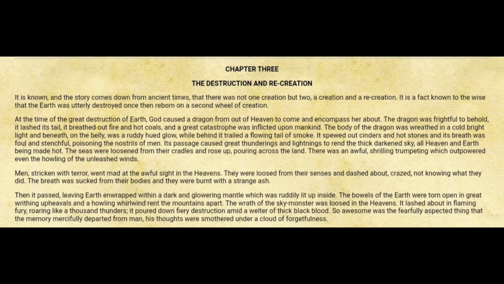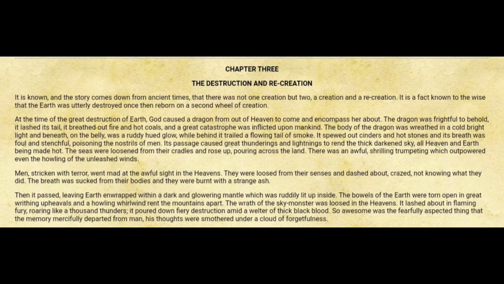At the time of the great destruction of earth, God caused a dragon from out of heaven to come and encompass her about. The dragon was frightful to behold. It lashed its tail, it breathed out fire and hot coals, and a great catastrophe was inflicted upon mankind. The body of the dragon was wreathed in a cold bright light, and beneath, on the belly, was a ruddy-hued glow, while behind it trailed a flowing tail of smoke.